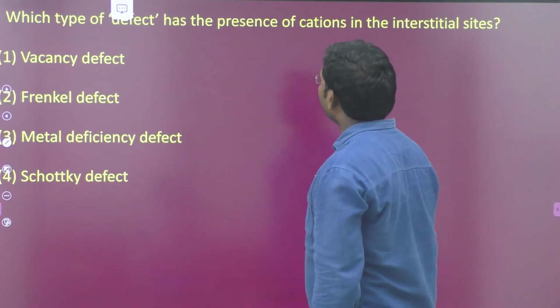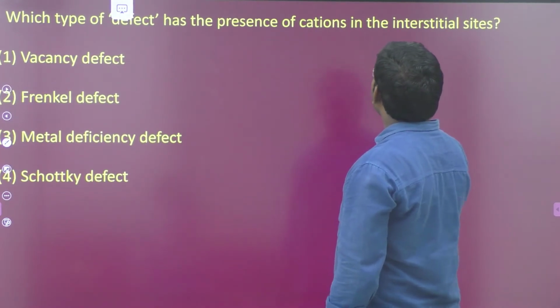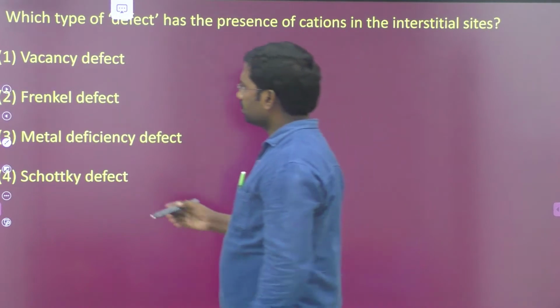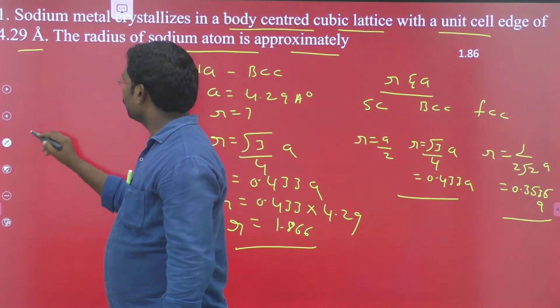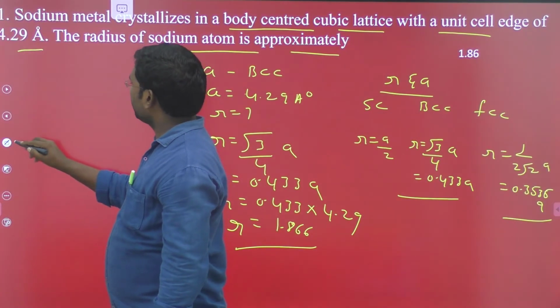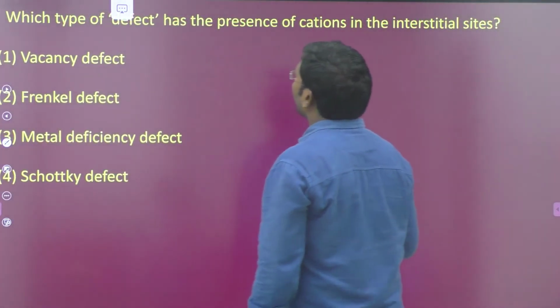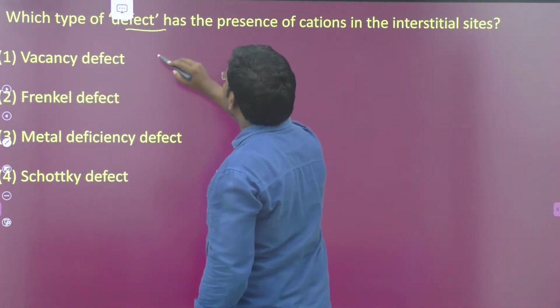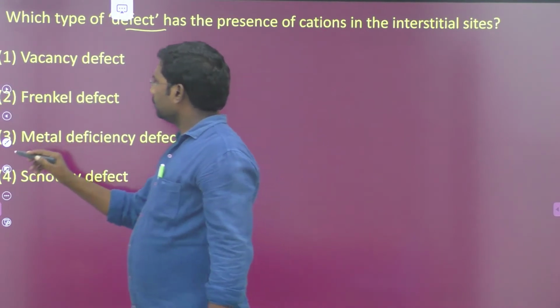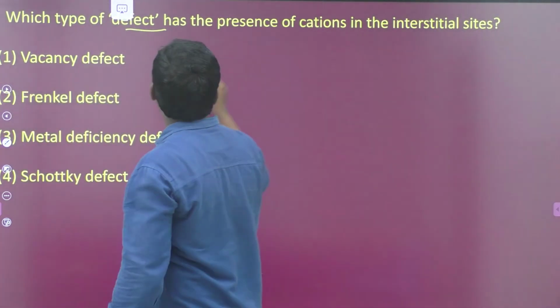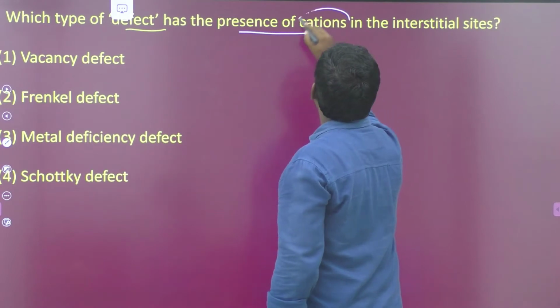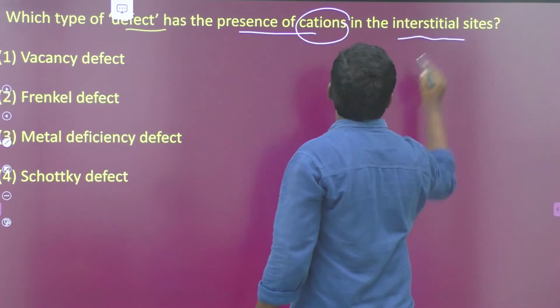which type of defect has the presence of cation in the interstitial sites? So first we have to understand the question. So what is given? In that one, which type of defect has the presence of cation in the interstitial site?